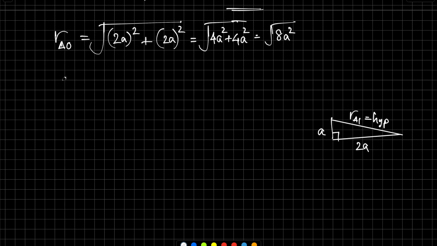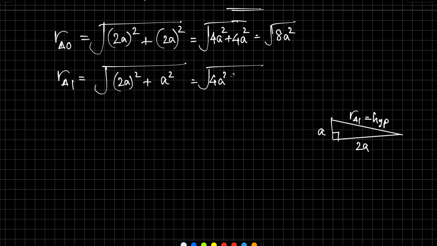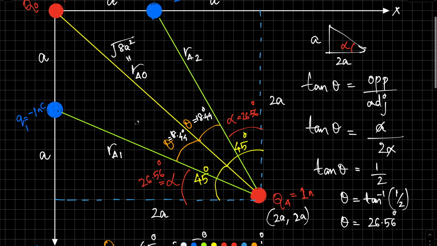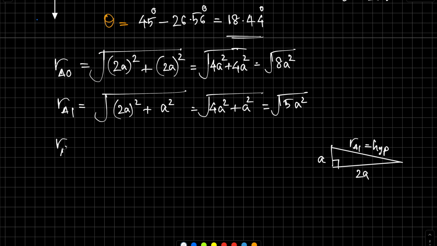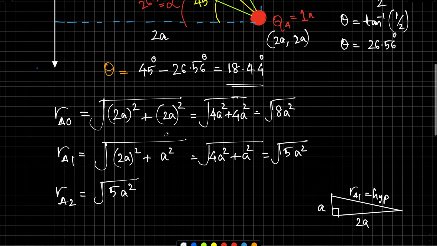Again, we can apply the Pythagorean theorem here. RA1 equals square root of 2a the whole square plus this side a square. So square root of 4a square plus a square, that is equal to square root of 5a square. We found RA0 and RA1. RA1 should be equal to RA2, so RA2 will be the same, square root of 5a square.